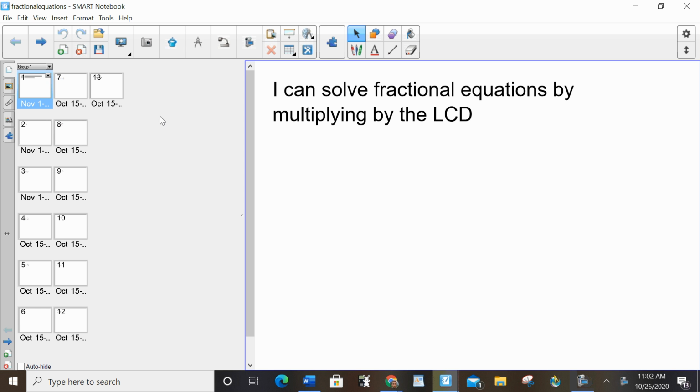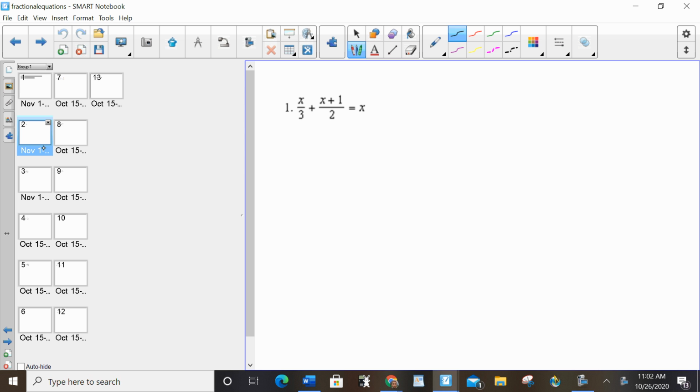Hello everybody. Today I can solve fractional equations by multiplying by the LCD. Now this builds on something that you should have done back in Algebra 1. It definitely gets a little bit more complicated for Algebra 2, but the procedure remains the same. It's just a little trickier to come up with the LCD. So let's start with something basic, something that you would have seen back in Algebra 1.